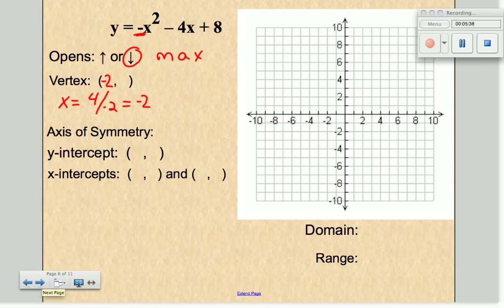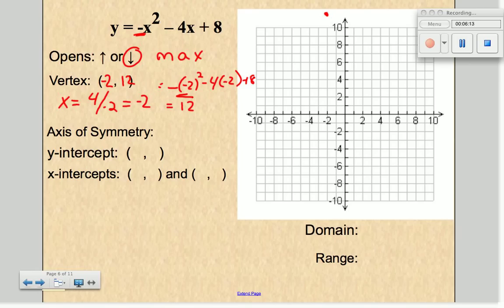The y value, when I plug in negative 2 into my equation, I'm going to get 12. And so I did negative 2 squared minus 4 times negative 2 plus 8. Be careful here, it's actually going to be negative 4 when you're done. And when I do that, I got 12. Now that doesn't really fit, I'm going to make it fit though. So negative 2, 12 is about right up here.